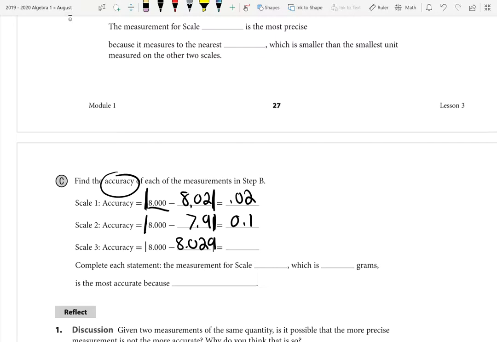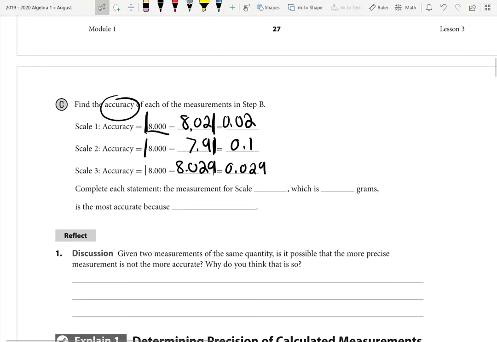And now the last one, we have 8 minus 8.029. That comes to negative 0.029. But again, the absolute value just makes it positive, so it's really just 0.029. So now the question is, okay, what's the order here? Which one of these is actually smaller, or the smallest one?